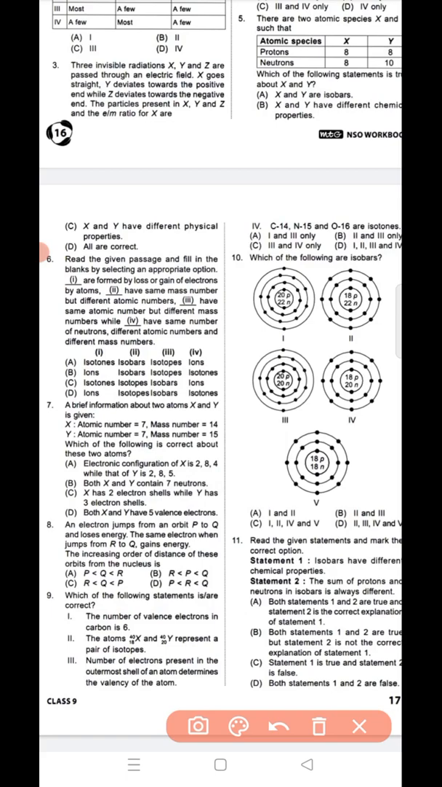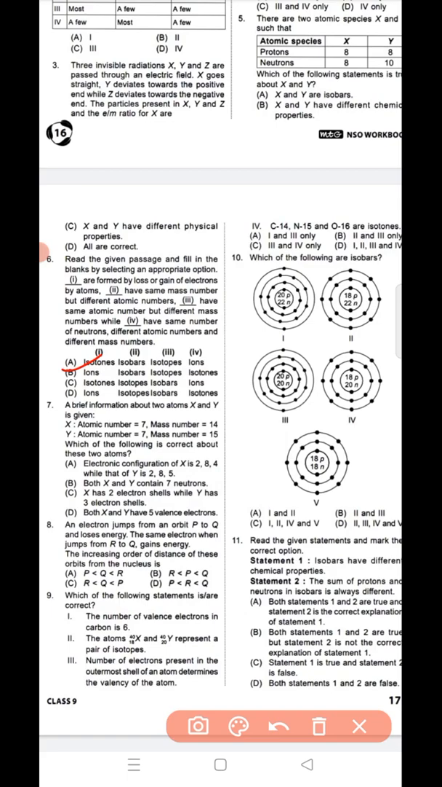Question number 6, option B is the correct answer. First, they are called ions. They have the same mass number, that means they are isobars. They have the same atomic number, that means the number of protons is the same, so they are called isotopes. And finally they have the same number of neutrons, that means isotones.